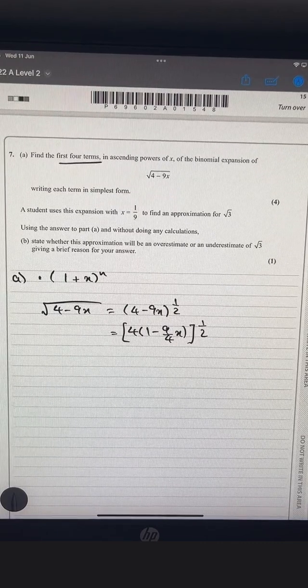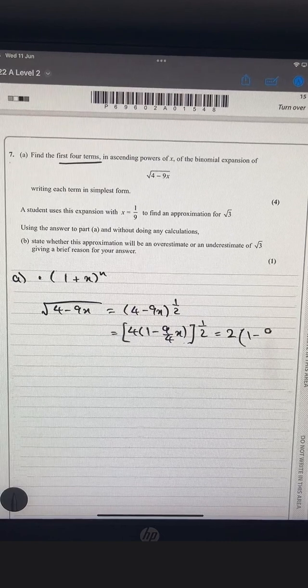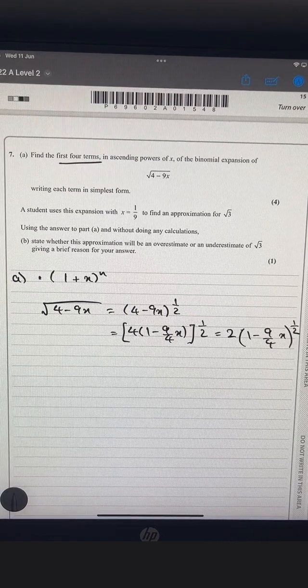So what is 4 to the power of a half? Well, that's just the square root of 4, which is 2. Multiply by (1 minus 9 over 4x) to the power of a half. Does that make sense so far, guys?